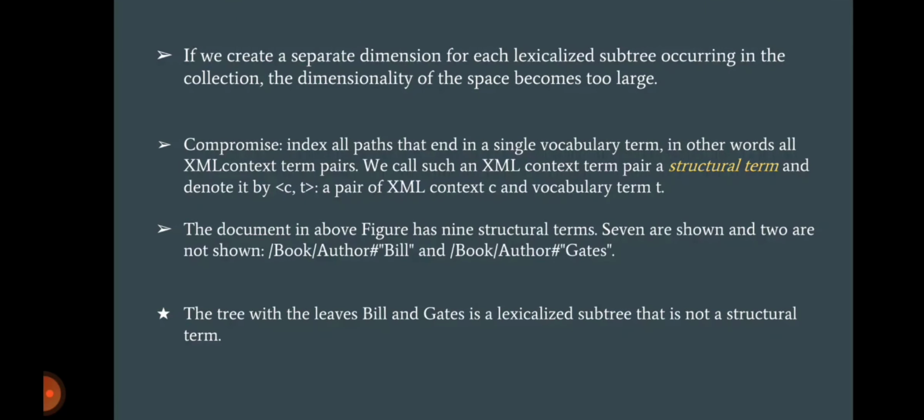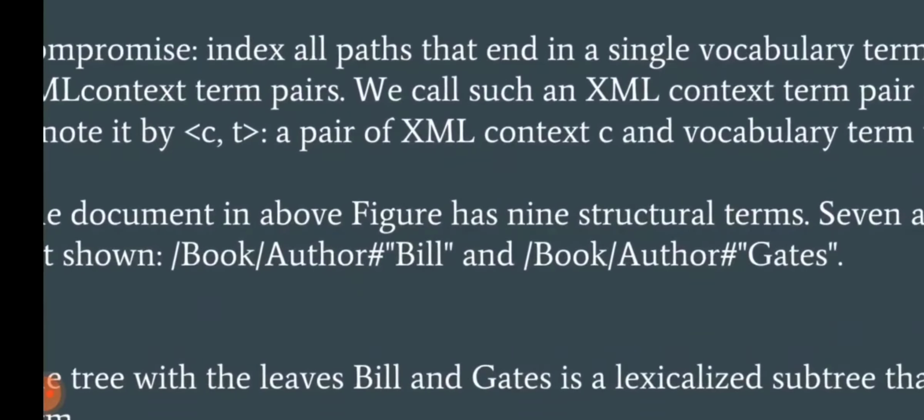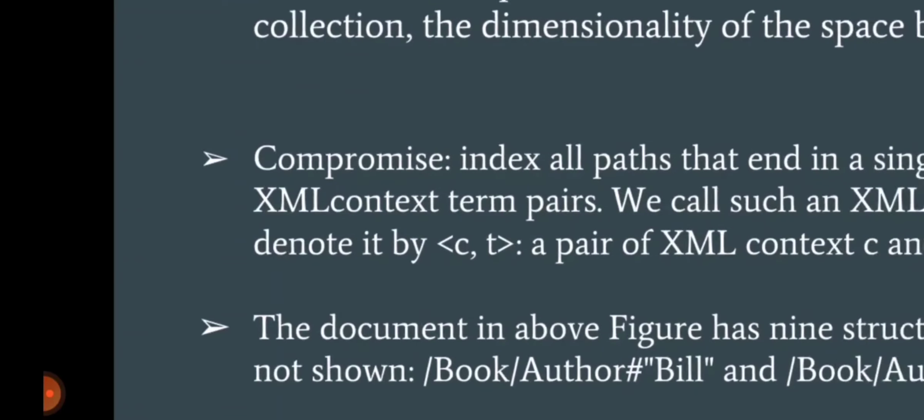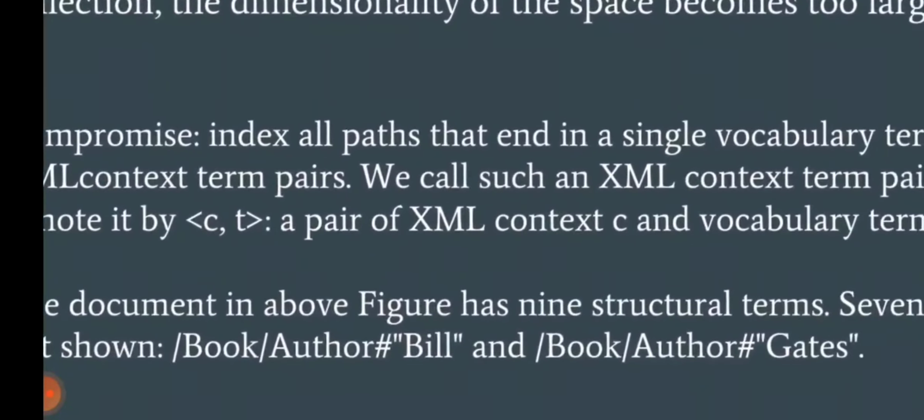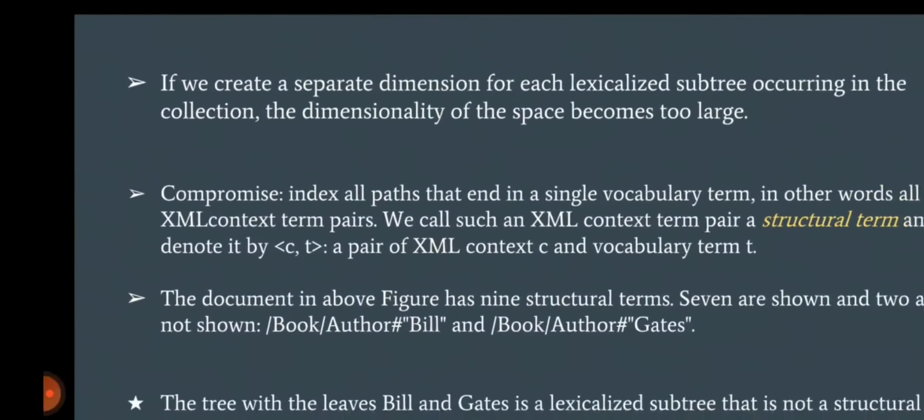If we create a separate dimension for each lexicalized subtree, then the dimensionality of the space becomes too large. So, we will have to index all paths that end in a single vocabulary term. These are called structural terms. They are denoted like this, that is a pair of XML context c and vocabulary term t.